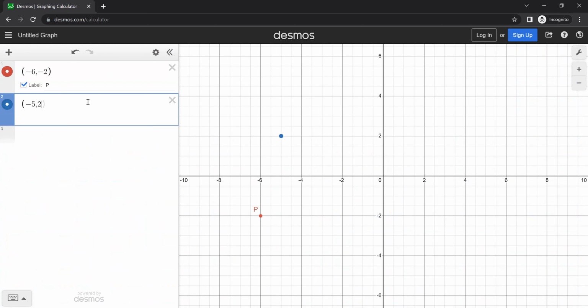-5, comma 2. And I like to label it, and then obviously label it the same way that they do in the text. So I have to write that down? You're going to have to graph this. You're going to want to grab graph paper if you don't have it already.